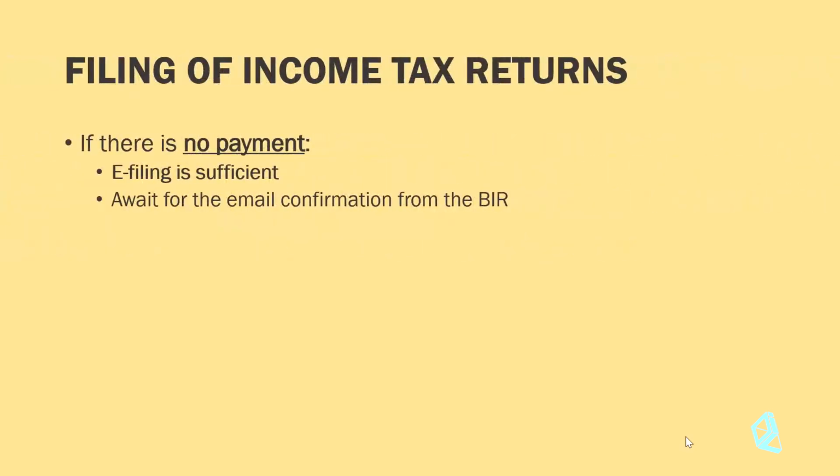Now, what if there are no payments to be made, meaning the tax return is zero? So e-filing will be sufficient, and you just simply await the email confirmation from the BIR. Again, to be safe, you print both the email confirmation and the tax forms.